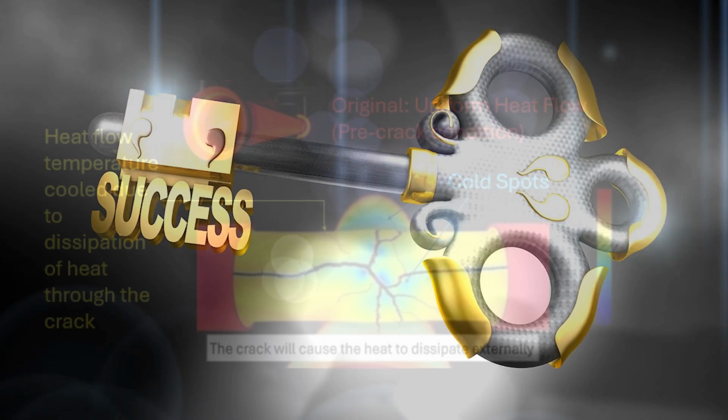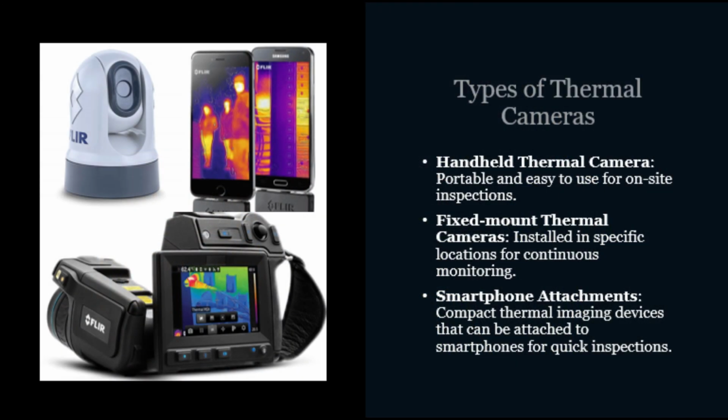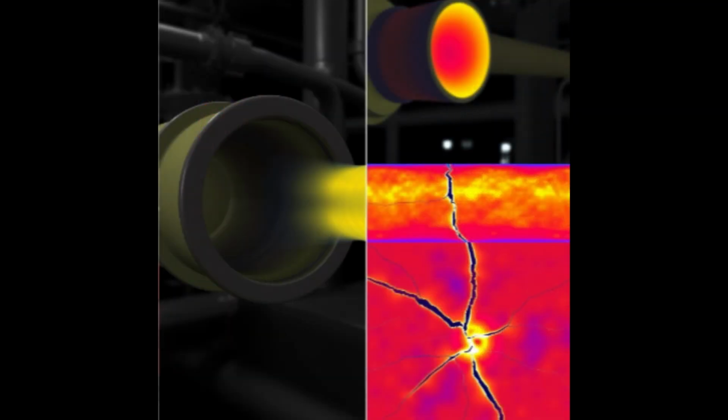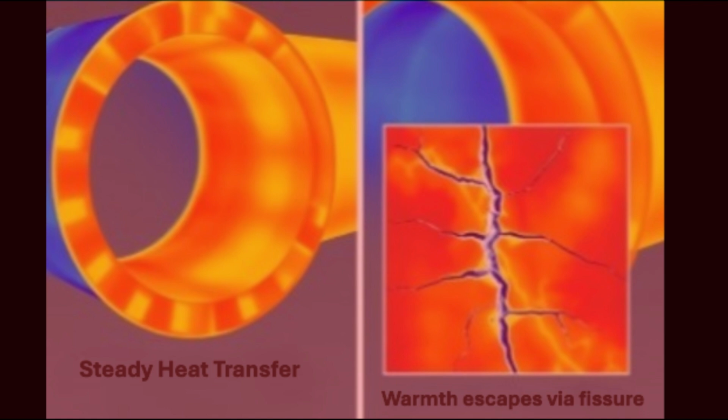This thermal gradient is the key. Using a thermal imaging camera, we can detect this pattern and pinpoint cracks that may not be visible to the naked eye. By analyzing these thermal signatures, we can identify potential weaknesses and prevent material failure before it occurs.